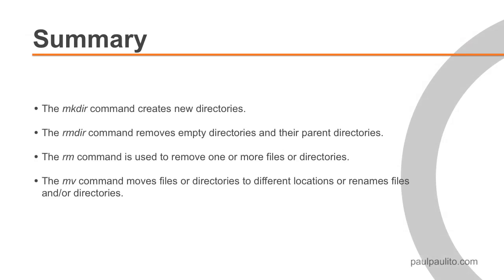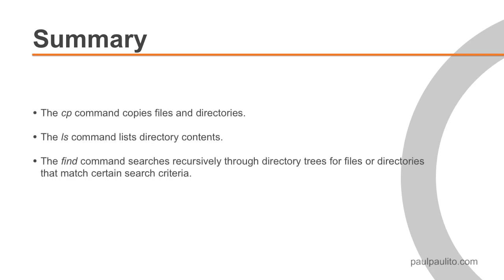Summary. The mkdir command creates new directories. The rmdir command removes empty directories and their parent directories. The rm command is used to remove one or more files or directories. The mv command moves files or directories to different locations or renames files and/or directories. The cp command copies files and directories. The ls command lists directory contents. The find command searches recursively through directory trees for files or directories that match certain search criteria.